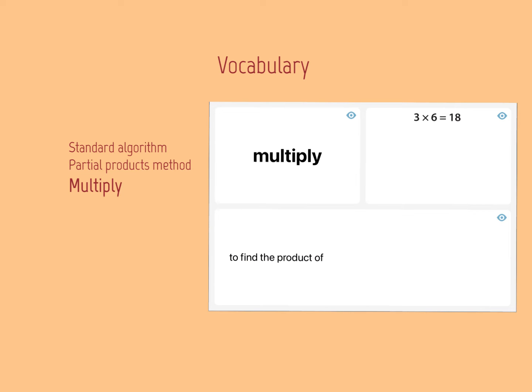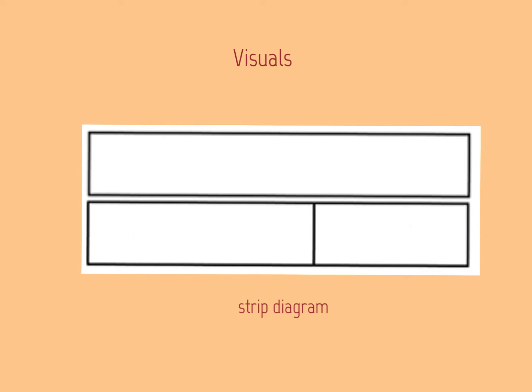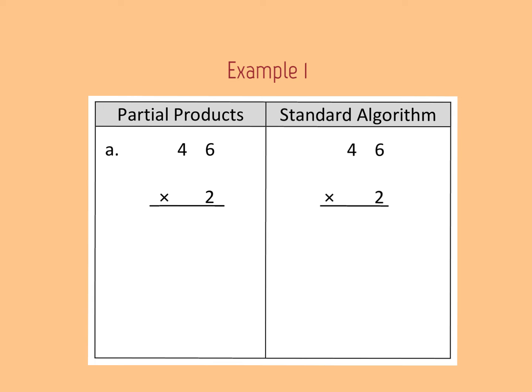The next vocab word is multiply, which is to find the product of. So 3 times 6 is 18, which is multiplying to find the product. Visuals we will be using is a strip diagram. Our first example is 46 times 2, and we will use the partial products method and standard algorithm.